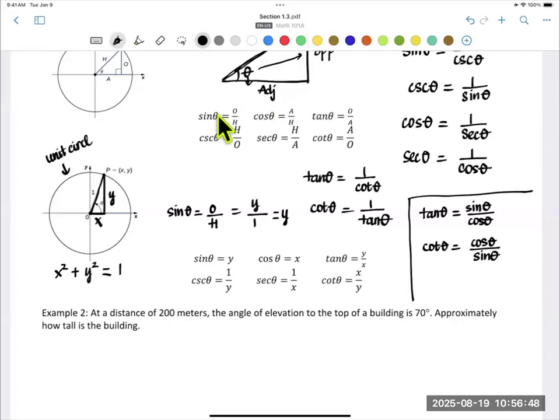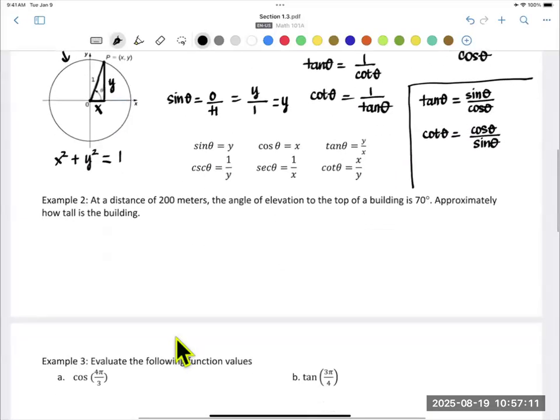Okay, so now let's use the triangle definition to solve example 2. At a distance of 200 meters, the angle of elevation to the top of a building is 70 degrees. Approximately how tall is the building? When you solve this kind of problem, drawing will help you visualize. When you do your homework, I would like you to draw out the problem so you can have some critical thinking on that.